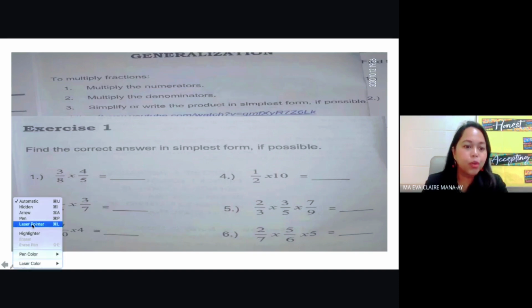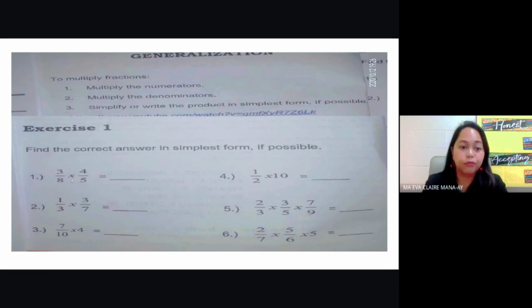Now, of course, you already know the different parts of your fraction. You have your numerator, which is the number above the fraction line. And of course, you have the denominator, which is the number below your fraction line. Now, again, in your instruction here, it says multiply the numerators, then multiply the denominators, then simplify your product. Okay, now looking at your numbers here, your numerators are 3 and 4. If you are going to multiply them, of course, that would give you 12.